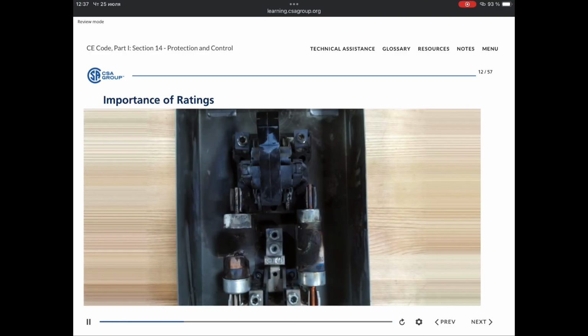This is the reason the interrupting rating is so important. The fuse installed here was not rated for this application, causing severe damage.